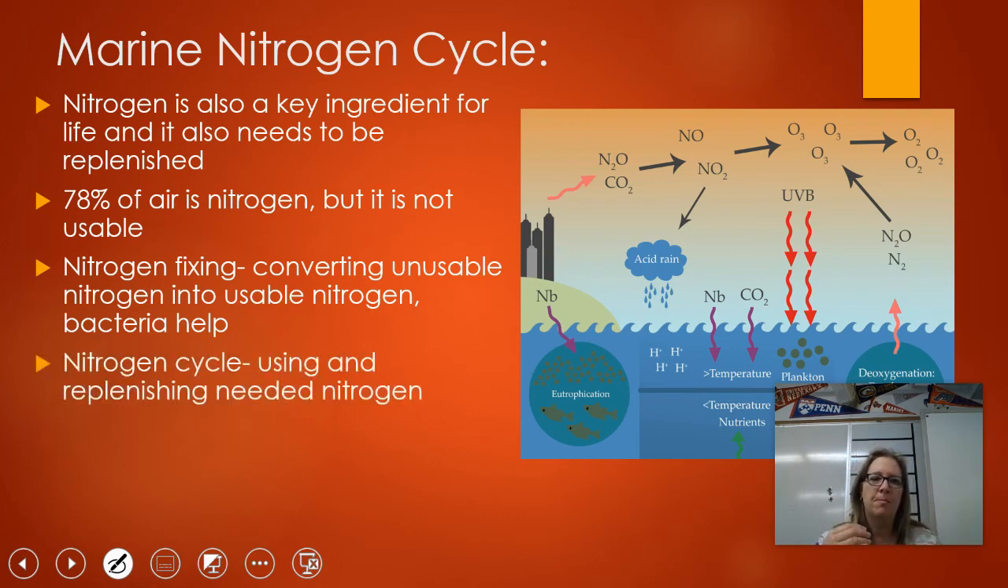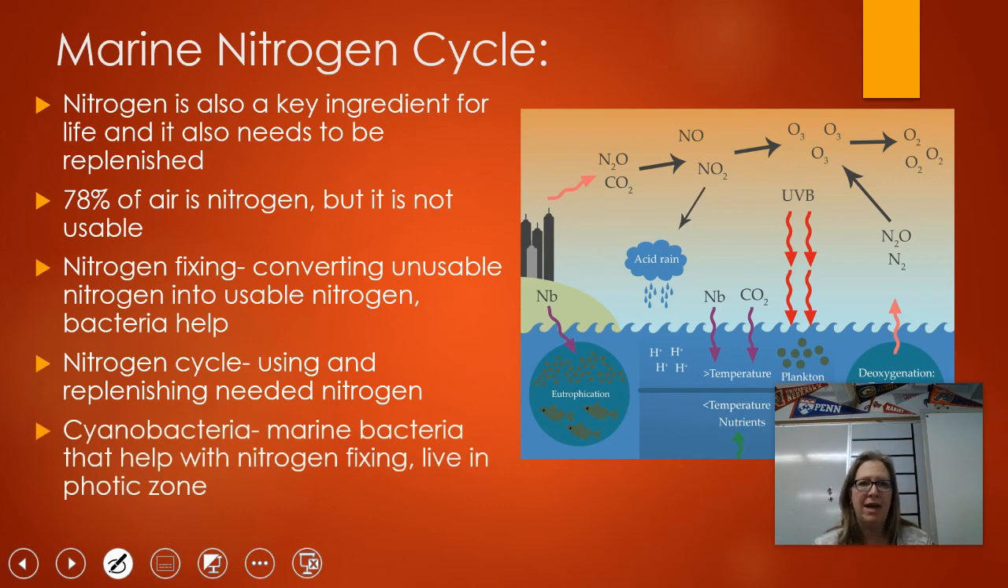Same with carbon, it's a cycle. It gets used up, it needs to be replenished. If we run out of usable nitrogen, then living things can't go on. Cyanobacteria is a specific kind of bacteria found in the ocean. So again, we're talking about the marine portion of the nitrogen cycle. It helps to fix the nitrogen in the water for those living organisms within the photic zone. So where there's light, they're able to survive and fix the nitrogen to be used.